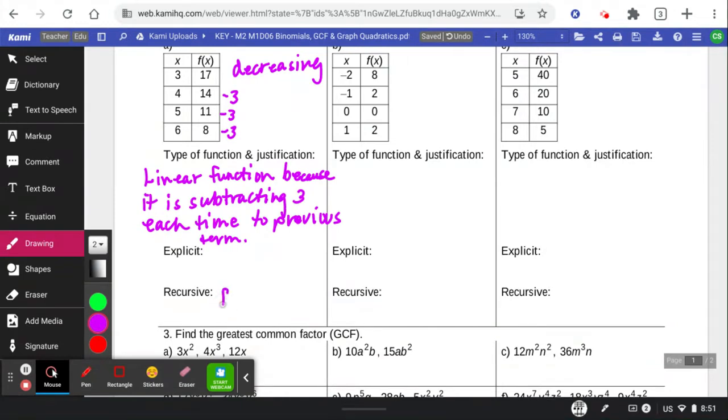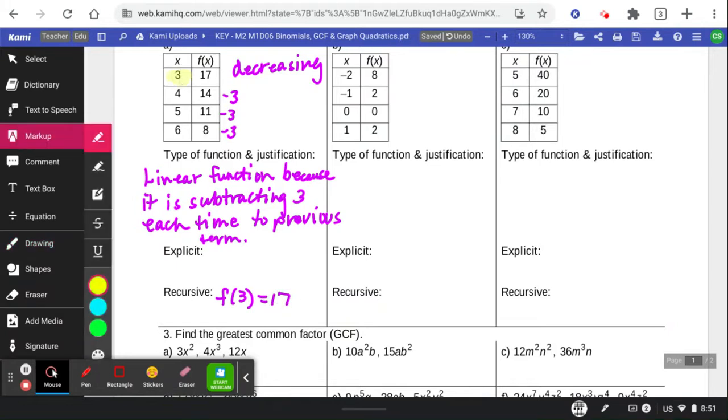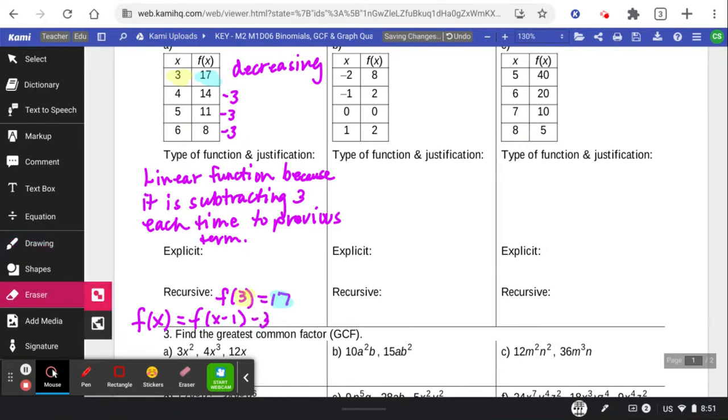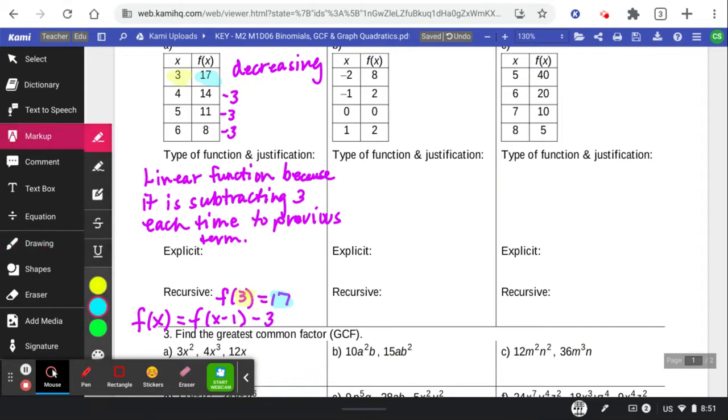And so for the recursive here, we'd say f of 3 equals 17. See where that comes from right here and right here. It's the first term in the table. And then we say that the recursive function to get the next term is the previous term -3 each time. And again, where does that -3 come from in the table? It's that constant first difference that we saw right there.